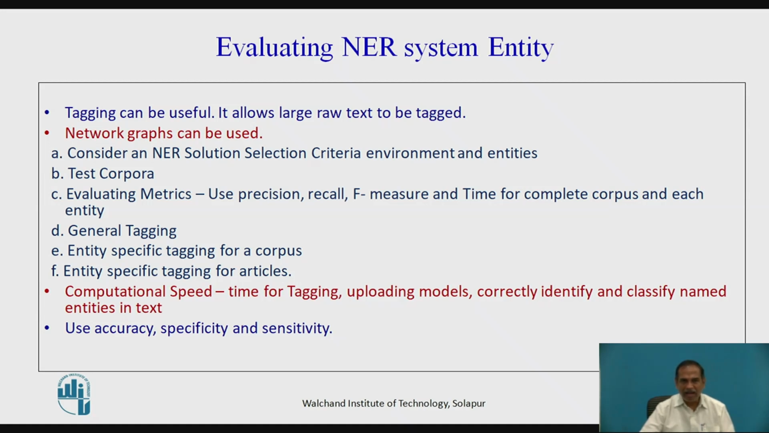Here we have to keep in mind that computational speed is very important, which involves the time for tagging, uploading models, and correctly identifying and classifying the named entities in the text. We use parameters like accuracy, specificity, and sensitivity to give us the best results as compared to what we could achieve from previous models.